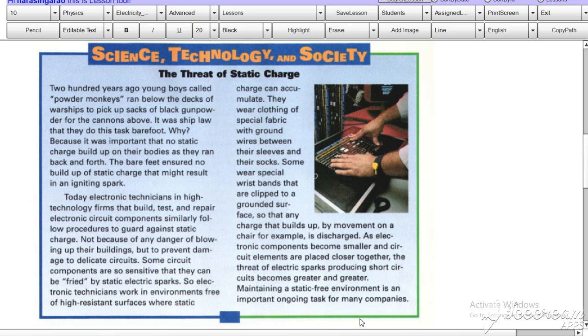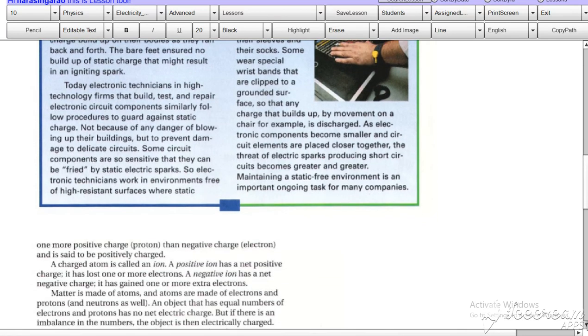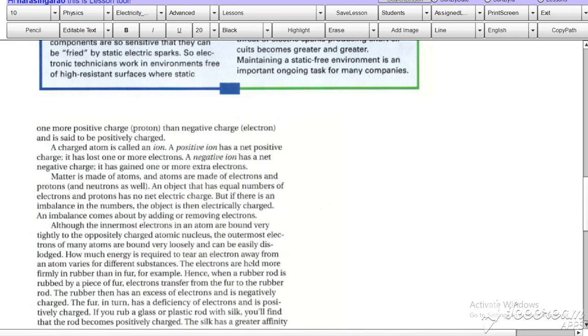Welcome back. In the previous class, in the slide or video, I told you that maintaining a static free environment is an important ongoing task for any company. So you can see the lightning conductors along the sides of a tall building to prevent the building from being struck. Striking lightning is nothing but the discharge of charges from the cloud, positive charge and negative charge, electricity.